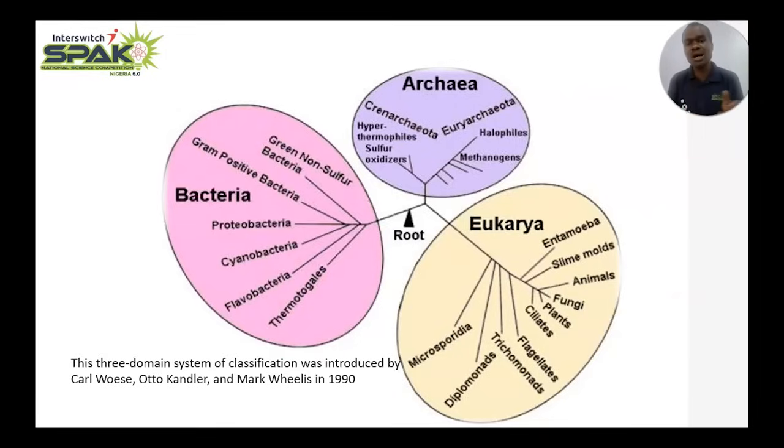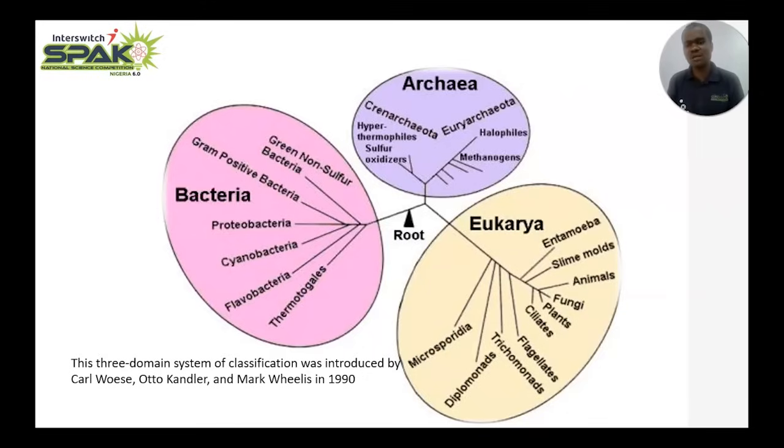And then you have the domain Eukarya. Eubacteria and archaebacteria consist of individuals that are prokaryotic, in the sense that they do not have a true nucleus and their organelles are not surrounded by membrane. But when you talk about Eukarya, they have a true nucleus and their organelles are surrounded by membrane. So in the domain Eukarya, you have about four kingdoms: the kingdom Fungi, the kingdom Protista, the kingdom Plantae, and the kingdom Animalia.